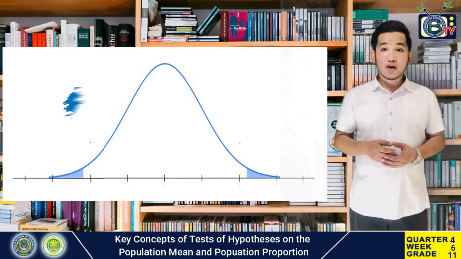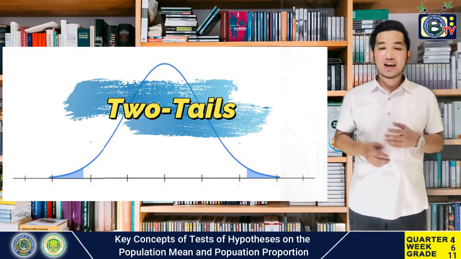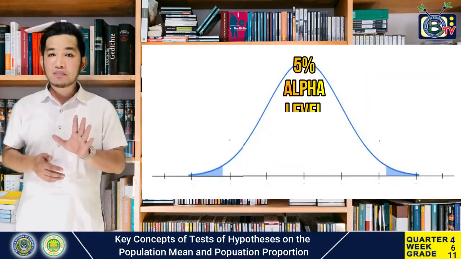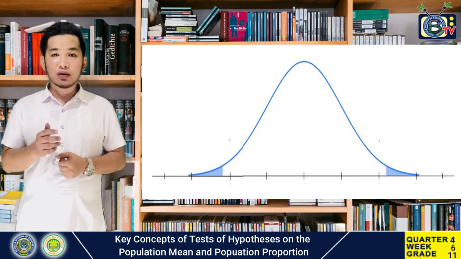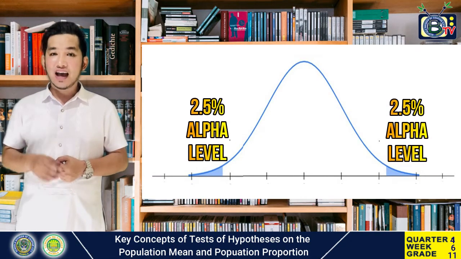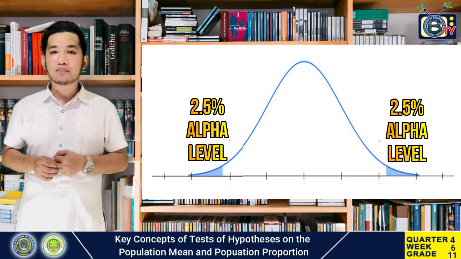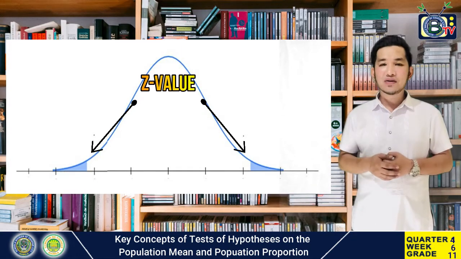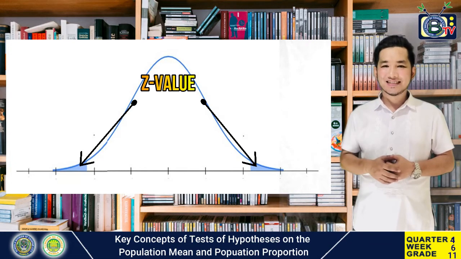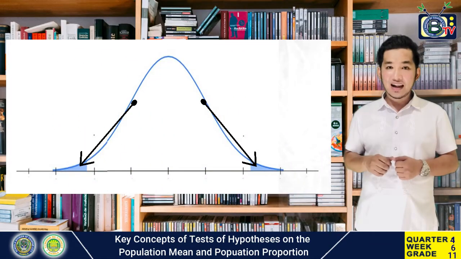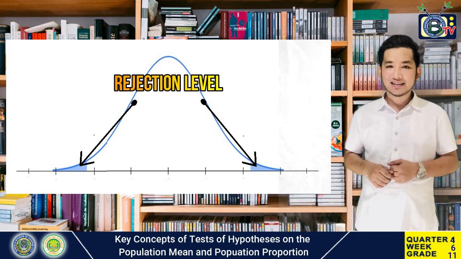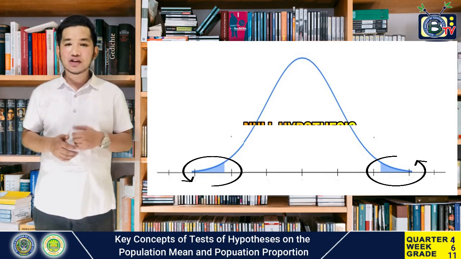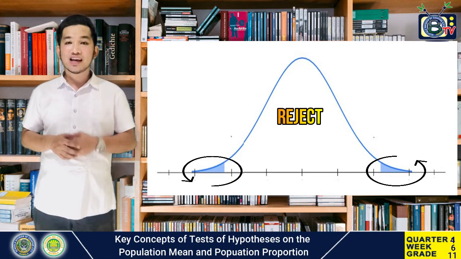Let us say we have two tails. Again, we have a 95% confidence level. And we have a 5% alpha level and it will be divided into two tails, which will give us 2.5% each. And let's get the z-value here at both tails. This is your rejection region. When you run your test and it falls into the rejection region, your null hypothesis is rejected.